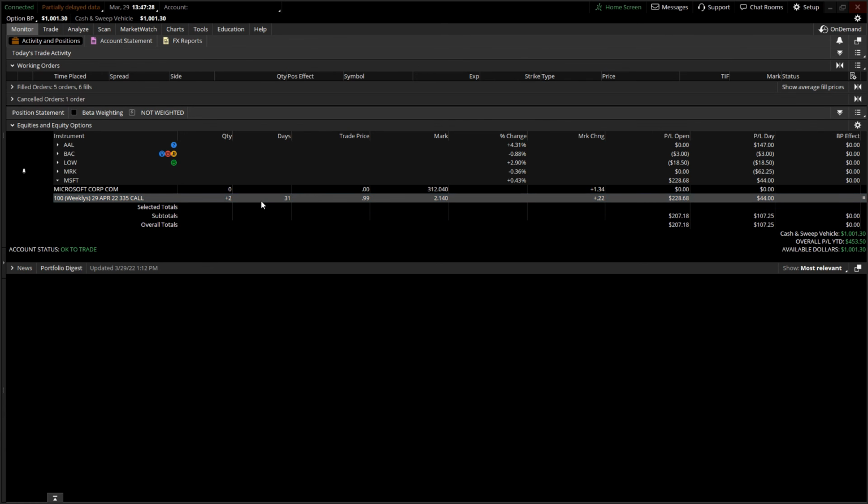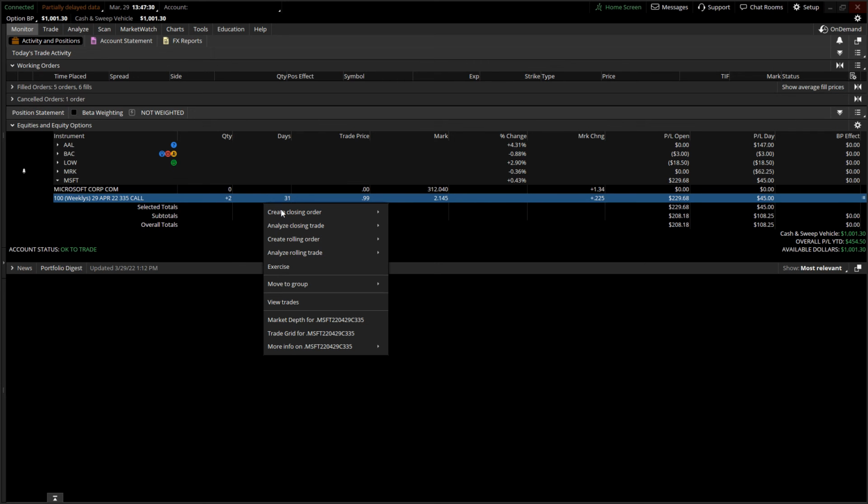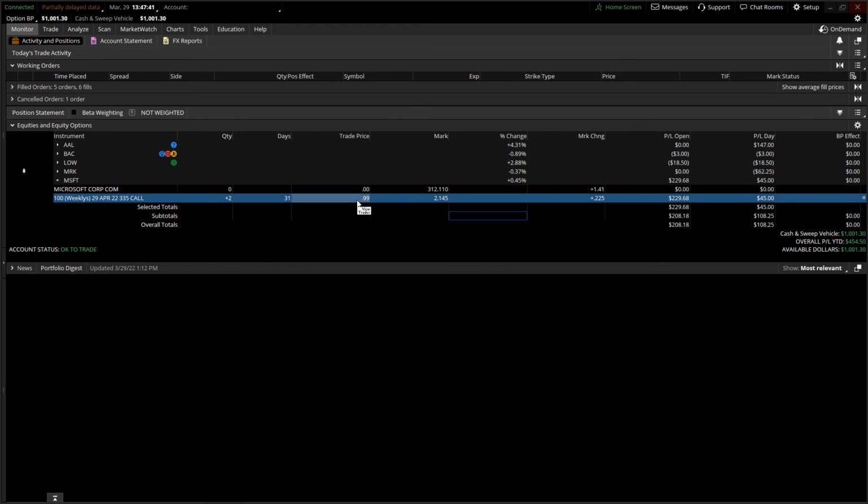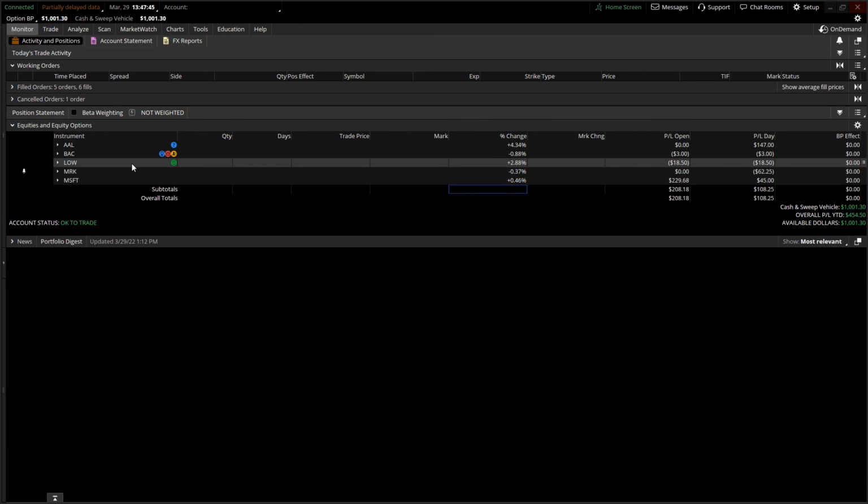And I bought into this position back on March 21st, so a little over a week ago. So it's good to see that price is trending to the upside. So that's the status of this account.